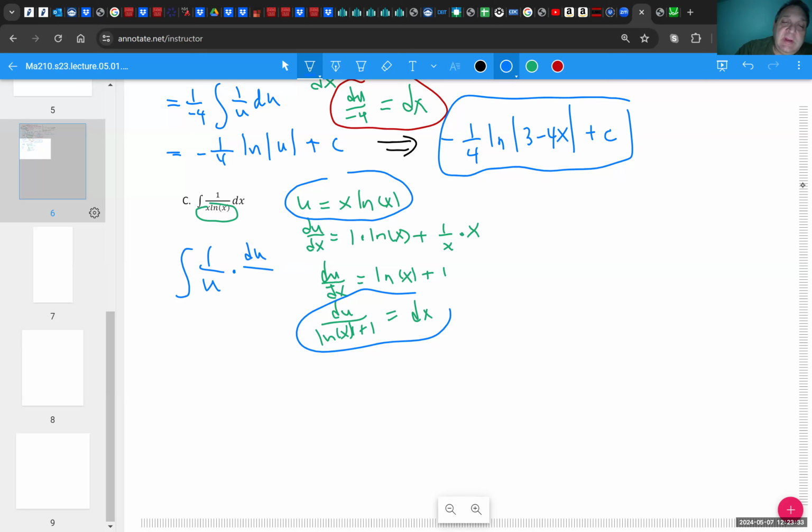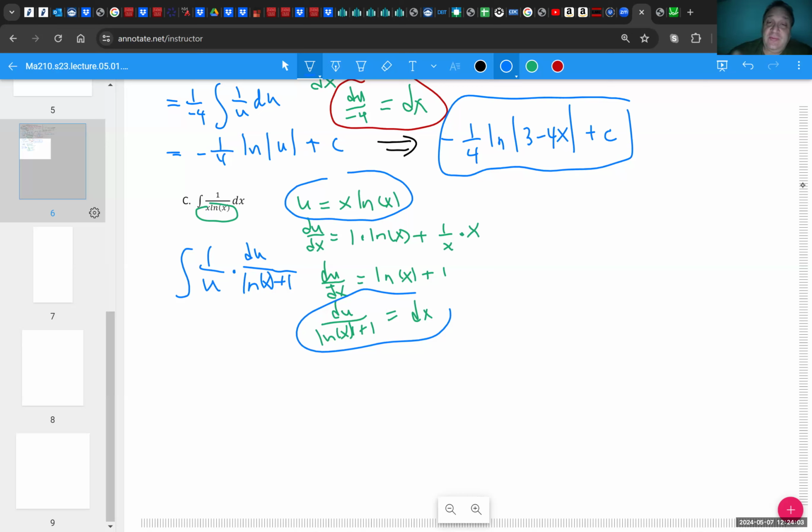Du over ln x plus 1. So this doesn't quite work out as easily as the previous problems. Like before, we ended up with a -4, some constant that we could just take out. Ln x is not a constant. It is definitely a function, right? X is a variable, right? So we have here mismatched variables. We have u's and x's, and I don't know how to simplify ln x plus 1.